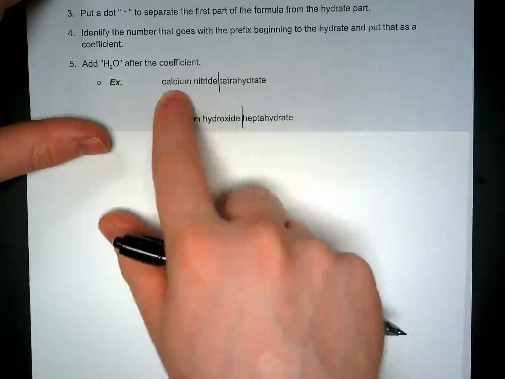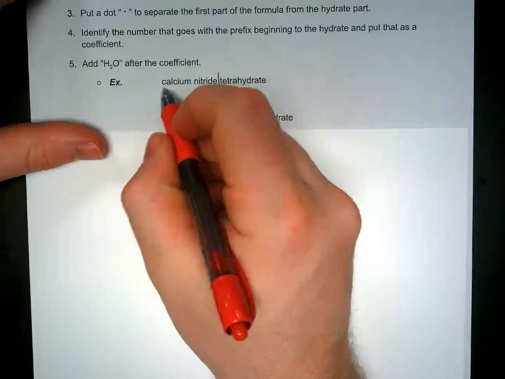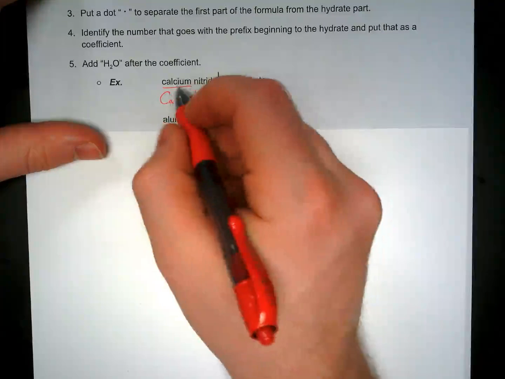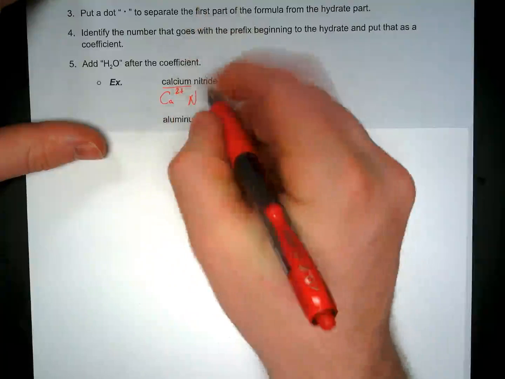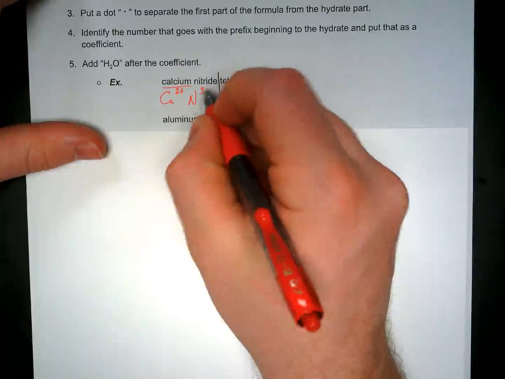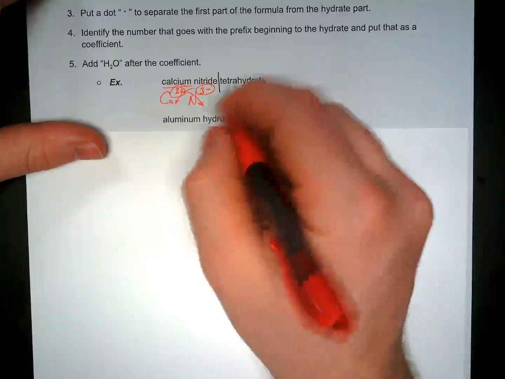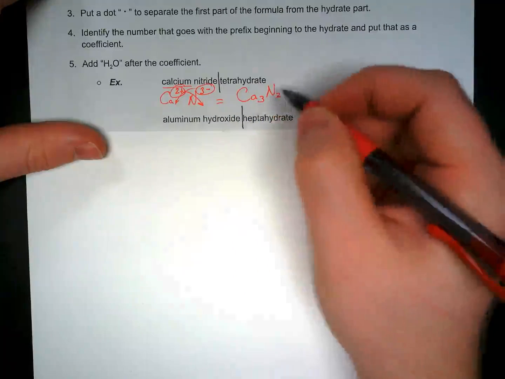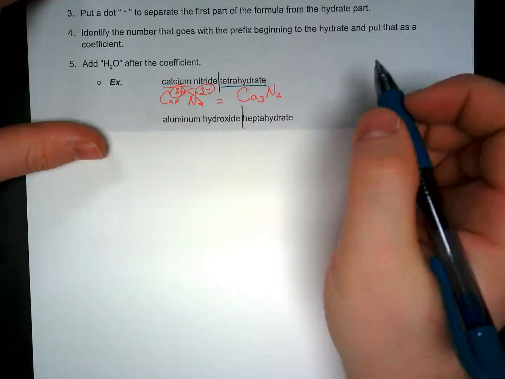So let's look here, calcium nitride. So calcium, Ca, nitride, nitrogen. Calcium is going to have a charge of 2 plus. Nitrogen is going to have a charge of 3 negative. Crisscross these 2, and we're going to have Ca3N2.